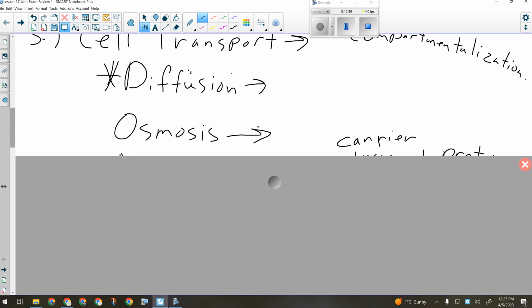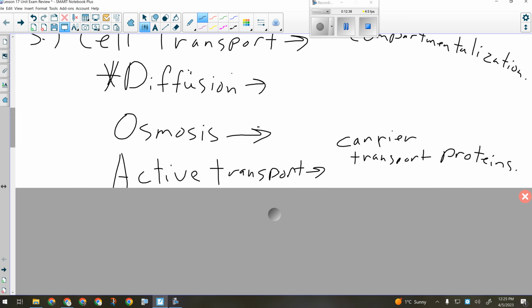And then we've got active transport. Remember that active transport is the only one of the big 3 that uses energy. It also goes the other way. It's the one thing that pumps material from areas of low concentration to areas of high concentration. That's why it needs to use energy. The other ones happen on their own.